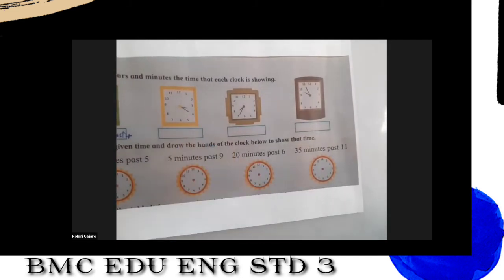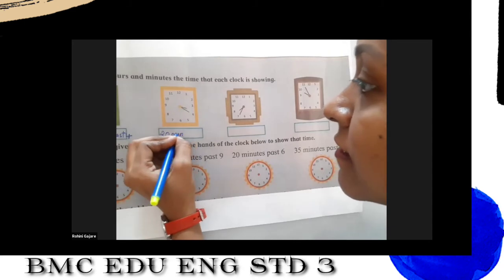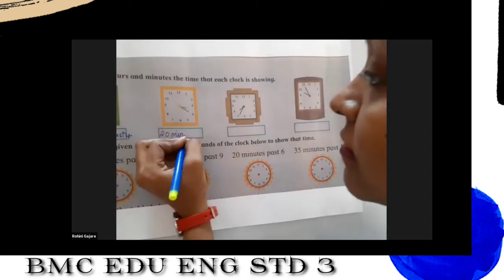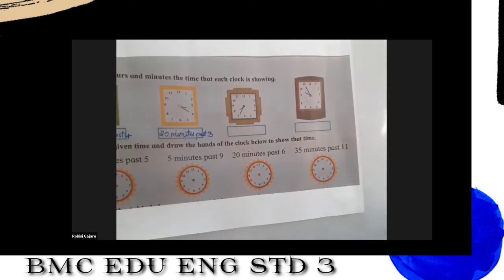Next, now see the next clock. The long hand is on 4 and the short hand is between 3 and 4. So how are you going to write? Yes, 20 minutes past 3. Okay, 20 minutes past 3.